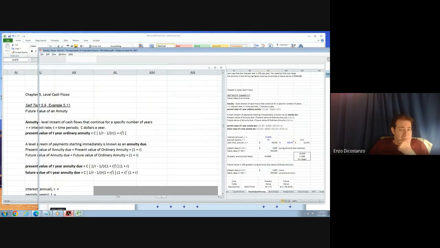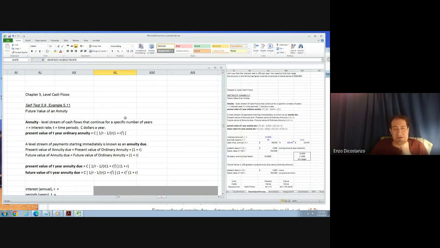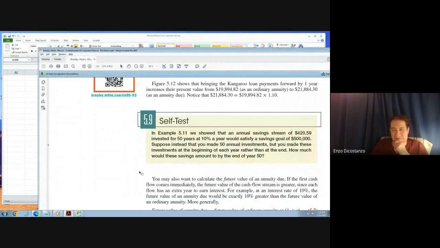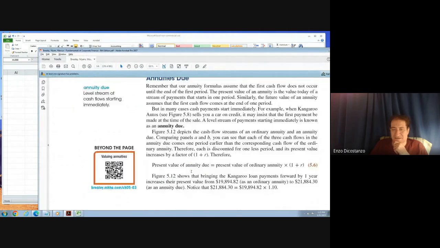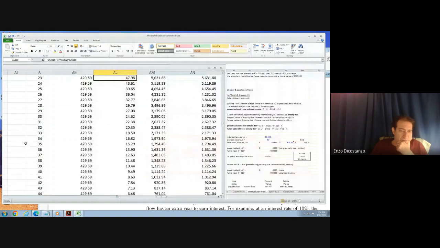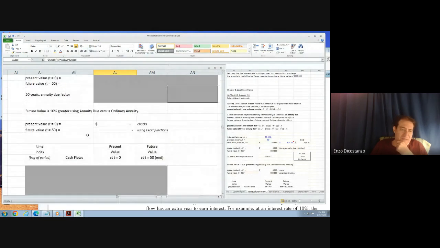All right, this is the self test. We did savings for retirement. Yeah, this says 420 somehow. 429, but okay, who knows what happened here? There's a typo in the book somehow. Yeah, 429. So, typo. Anyhow, 50 years with savings. Suppose you made 50 annual investments, but you made these investments at the beginning of each year instead of the end. So you're going to shift a bit with what you're doing here. Yeah, again, we did it again.